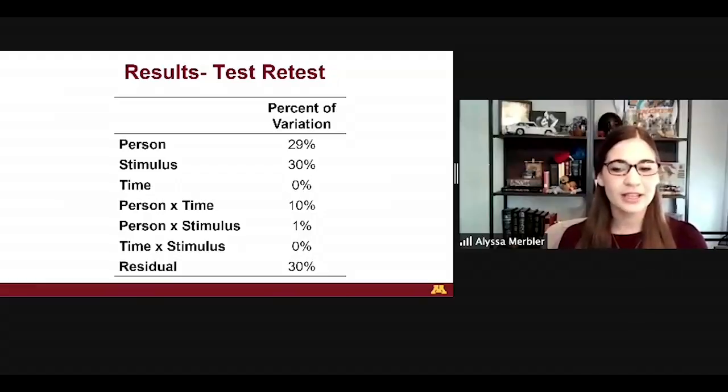Person by stimulus only accounted for 1% of the variance, meaning that all participants had a similar pattern of reactivity across the stimuli. So we really don't see subgroups that have different patterns of responding across the set of stimuli. And we wouldn't expect to see time by stimulus variation, and we don't in the sample.